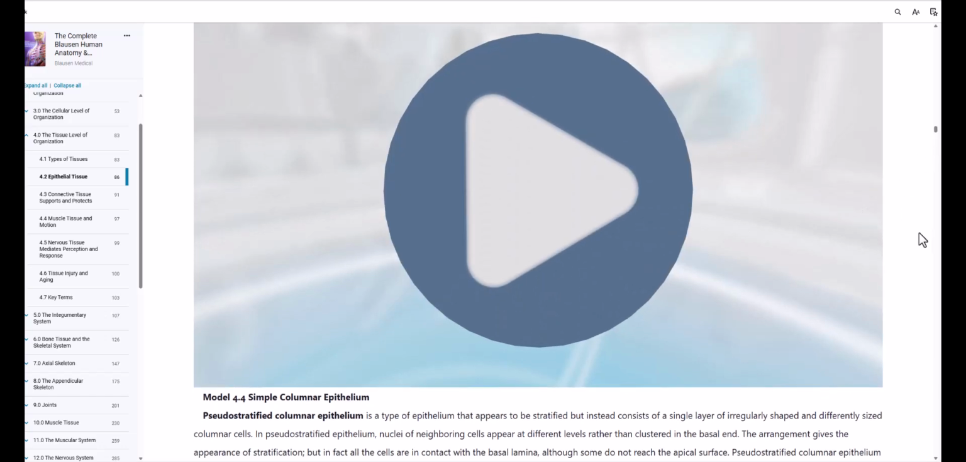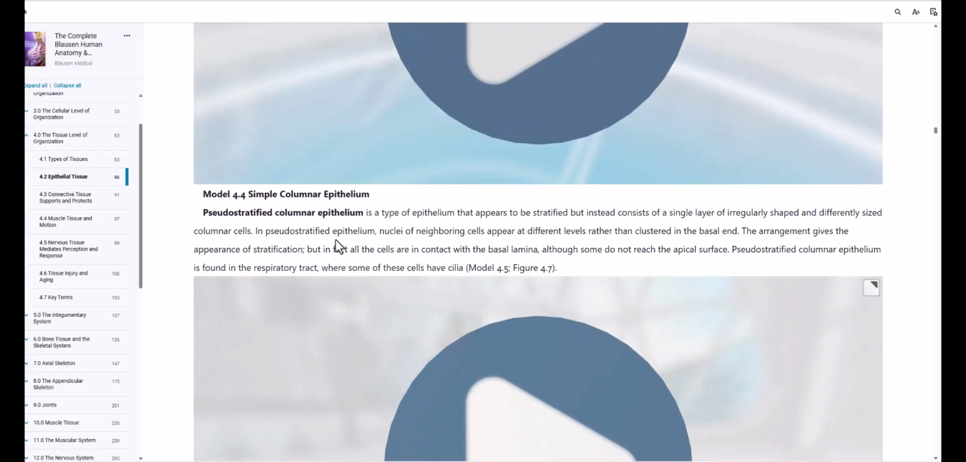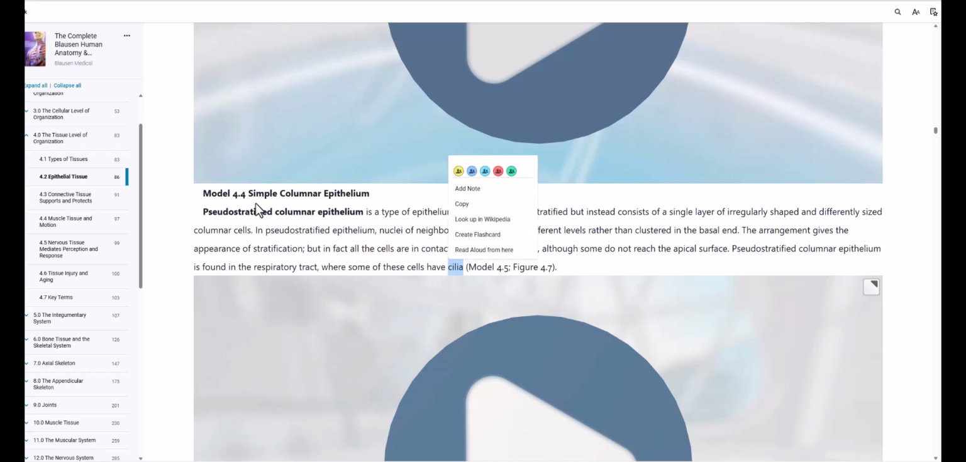The fourth and final type of simple epithelium is a mouthful. It is pseudostratified columnar epithelium. This is the epithelium that is lining your respiratory system. Specifically, it's going to be found in your nose. It's also going to be found down your trachea. And this tissue will always have associated with it cilia. So put cilia as highly associated with pseudostratified columnar. Some books will even call it pseudostratified columnar ciliated epithelium.